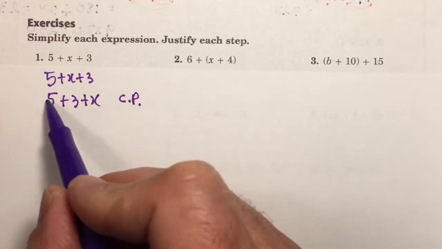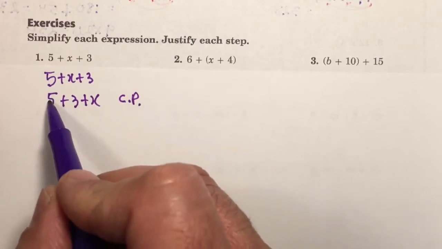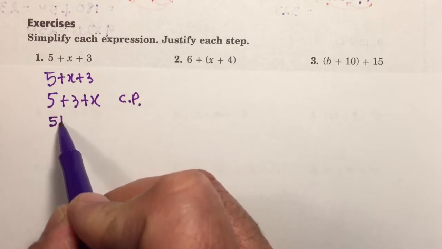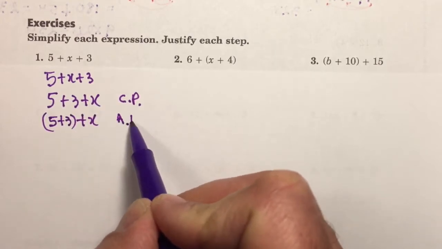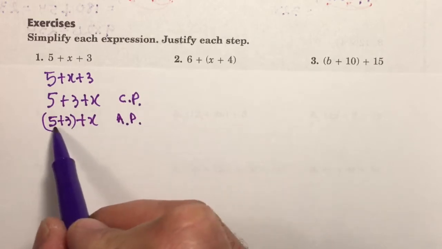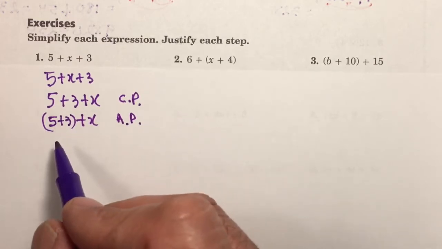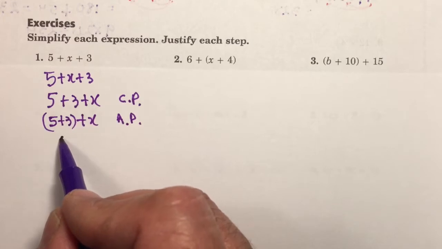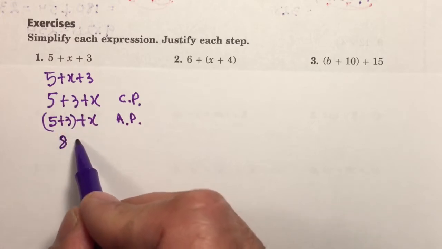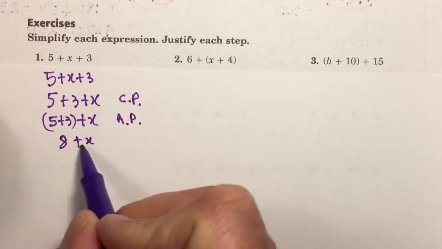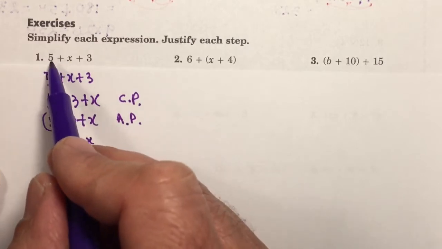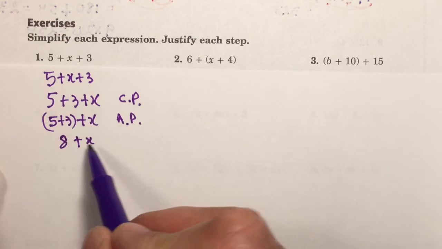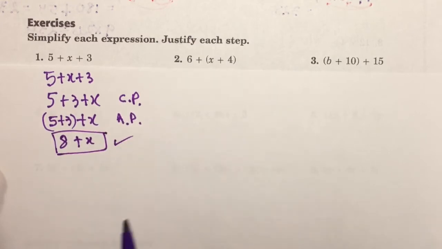Okay. Now, associative property. I'm going to associate these two that are numbers, 5 plus 3. Correct? I'm going to add the x, associative property. Very good. Now I'm going to add these two. 5 plus 3 is 8, plus x. And this is my final answer, my simplified expression for 5 plus x plus 3. This is my equivalent expression.